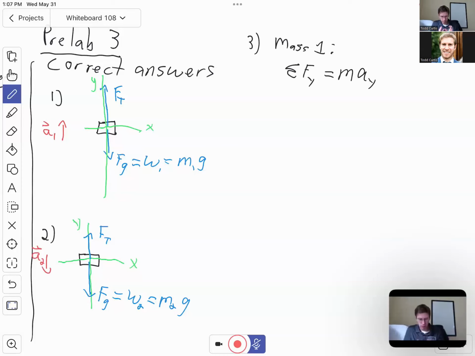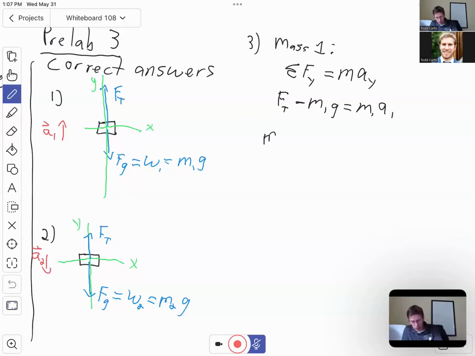So for this, object 1, we have the tension force pulling up. We have the weight force pulling down. So it'd really be plus the weight force in the downward direction, which comes out to be negative weight force, M times G. And that's equal to M1 times A1. And that's a positive A1 because it's up.